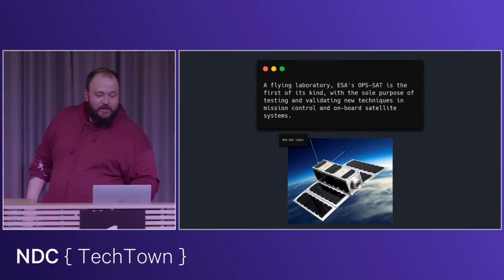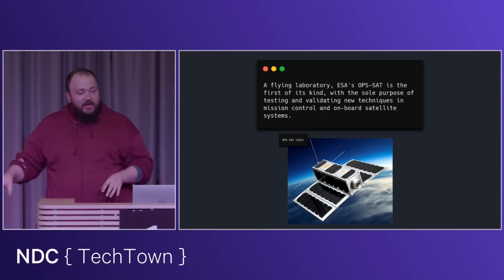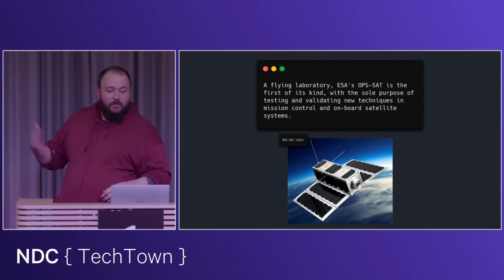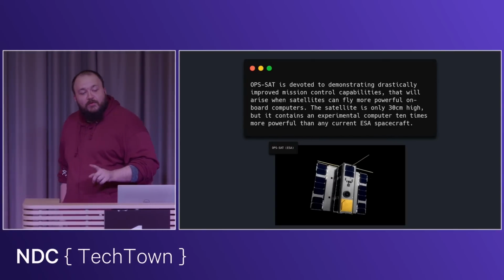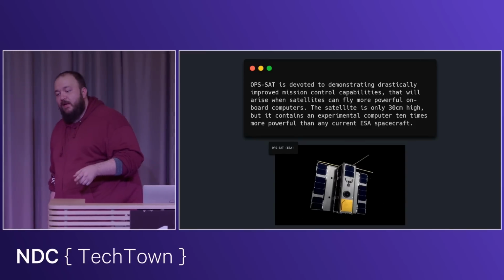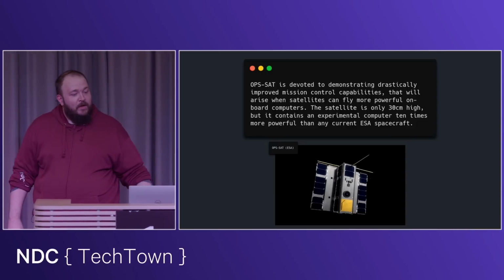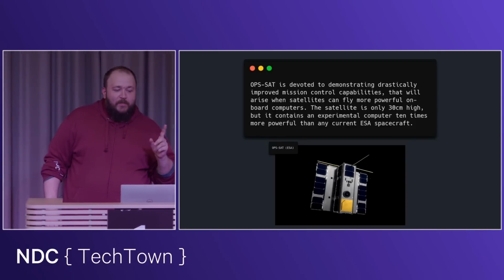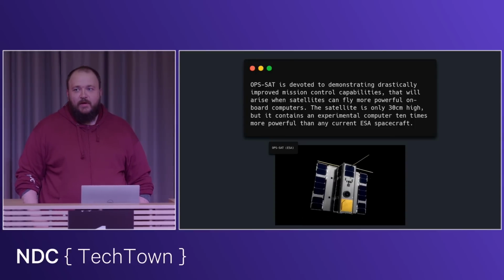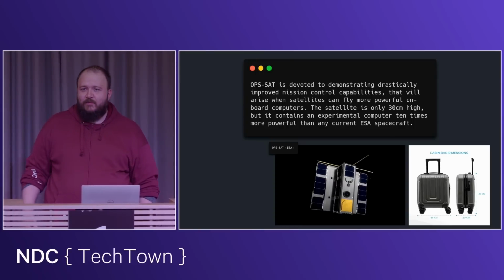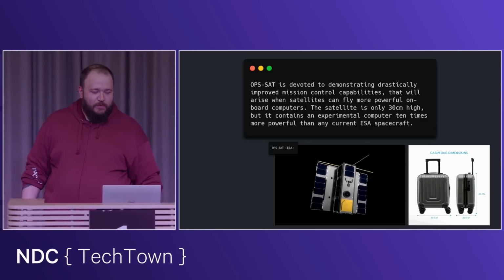This is from the European Space Agency. It's a flying laboratory. ESA's OPSAT is the first of its kind with the sole purpose of testing and validating new techniques in mission control and onboard satellite systems. So it's a test bed, right? The mission is devoted to demonstrating drastically improved mission control capabilities that will arise when satellites can fly more powerful onboard computers. The satellite is only 30 centimeters high, but it contains an experimental computer 10 times more powerful than any current ESA spacecraft. You say 30 centimeters. For those who traveled here via airplane, your suitcase is probably bigger than OPSAT.